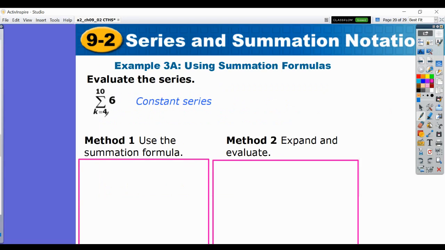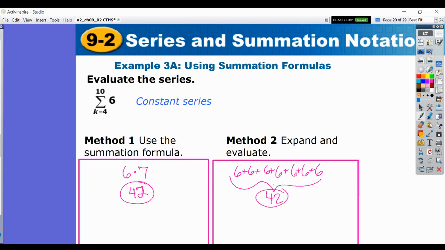So let's evaluate this constant series. Method 1 is to use the formula. The formula says you just take the constant times how many terms there are. 10 minus 4 is 6 plus 1 is 7. 6 times 7 is 42. If I wanted to expand it, I would have 6 as my 4th, 5th, 6th, 7th, 8th, 9th, 10th term. And so then when you add all those up, you get 42.